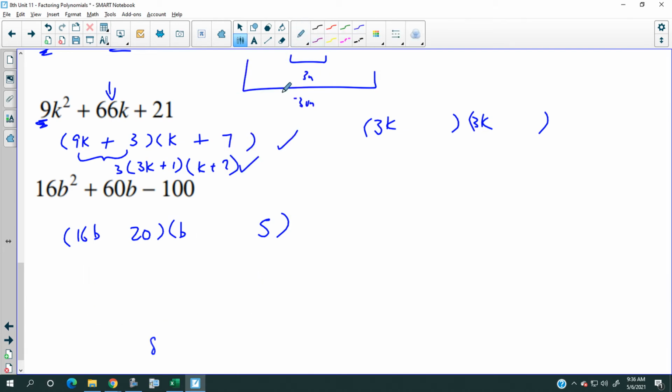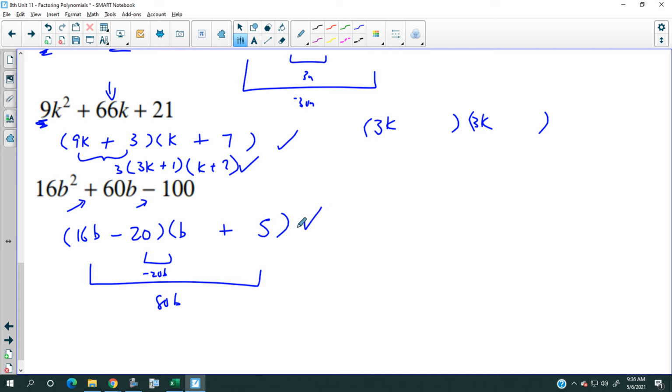Now, what are the signs? The sign in the middle is positive, the end is negative, so that means the signs between the 20 and the 5 here have to be different. And not only that, the bigger number has to have the positive sign. So if that's 20, this guy has to have the positive, right? Because 5 times the 16 is positive 80b. If I put a negative here, then that would be negative 20b, so that would give me 60.